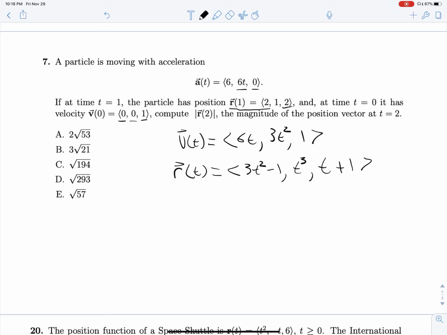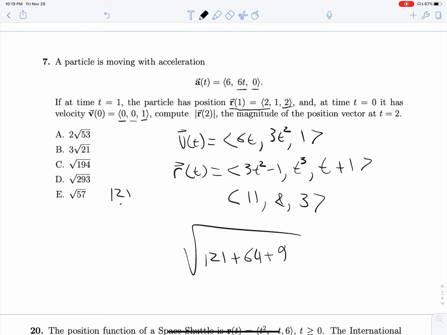We're going to get our x component is going to be 2 squared times 3, which is 12 minus 1 is 11, comma, 8, comma, 3. And so this is going to be the square root of 121 plus 64 plus 9. 121, 64, 9. We are going to get 194. So the square root of 194.